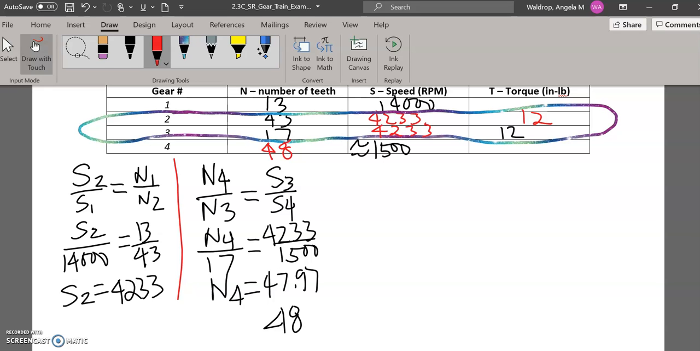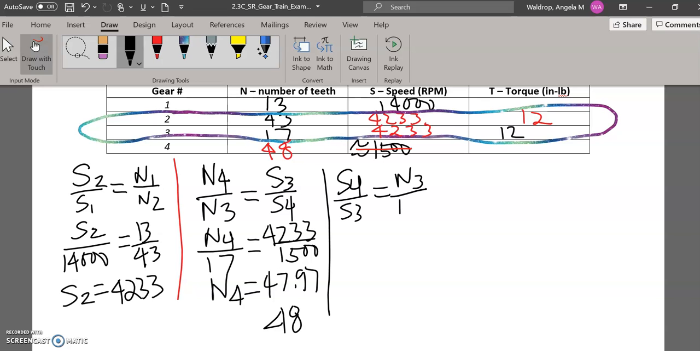Okay, that's a little messy. Sorry about that. Now that I have that, I'm going to have to go back and recalculate my speed for my final. So what I'll do is I'm going to cross this out, and I'll have to go back and finalize that. So I have S4 over S3 equals N3 over N4. Substitute my numbers in. S4 over 4233. And then I have 17 over 48.